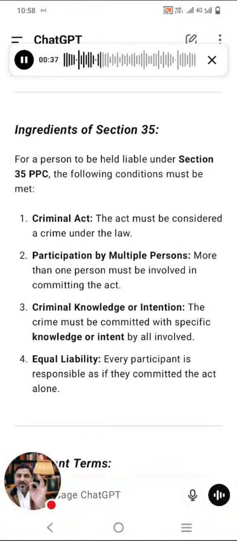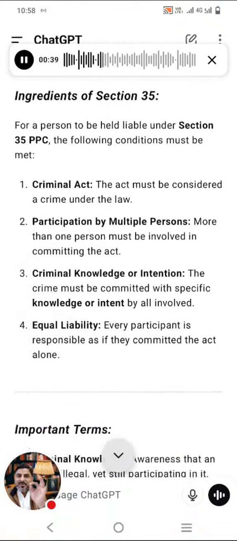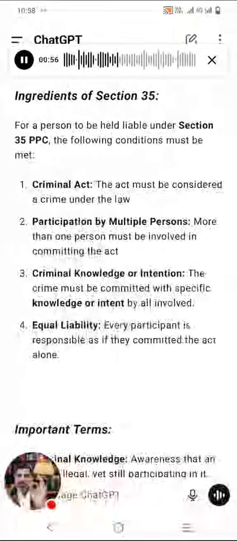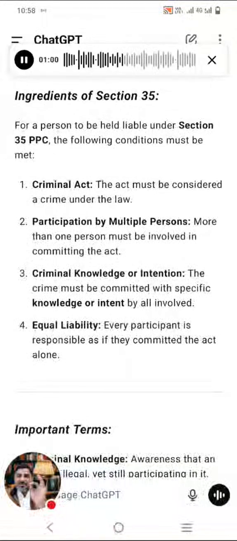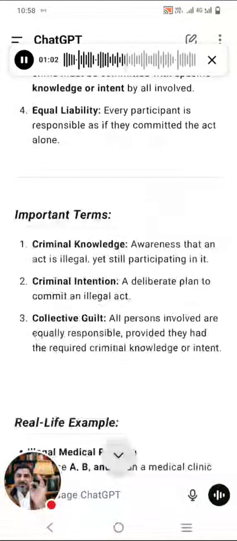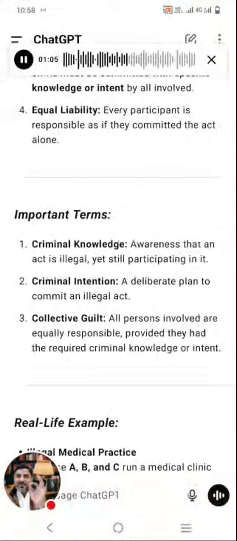Ingredients of Section 35. For a person to be held liable under Section 35 PPC, the following conditions must be met. 1. Criminal act. The act must be considered a crime under the law. 2. Participation by multiple persons. More than one person must be involved in committing the act. 3. Criminal knowledge or intention. The crime must be committed with specific knowledge or intent by all involved. 4. Equal liability. Every participant is responsible as if they committed the act alone.